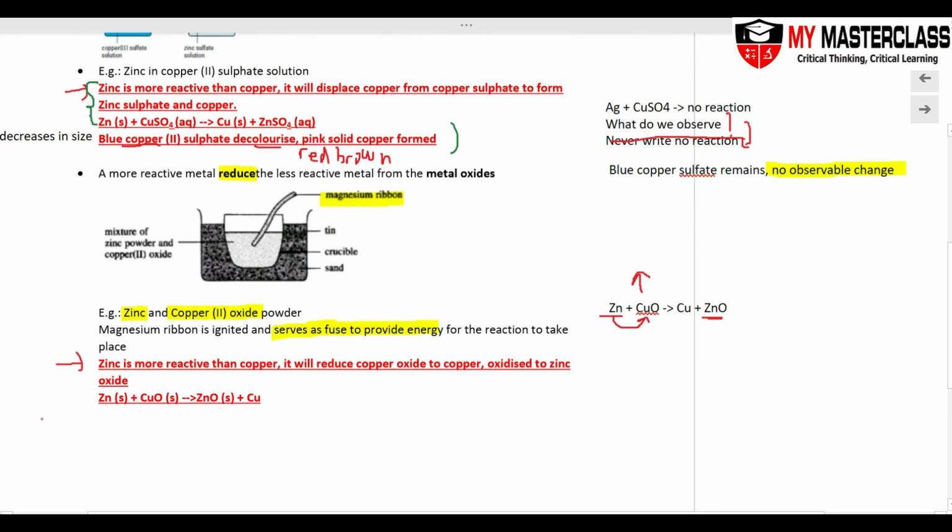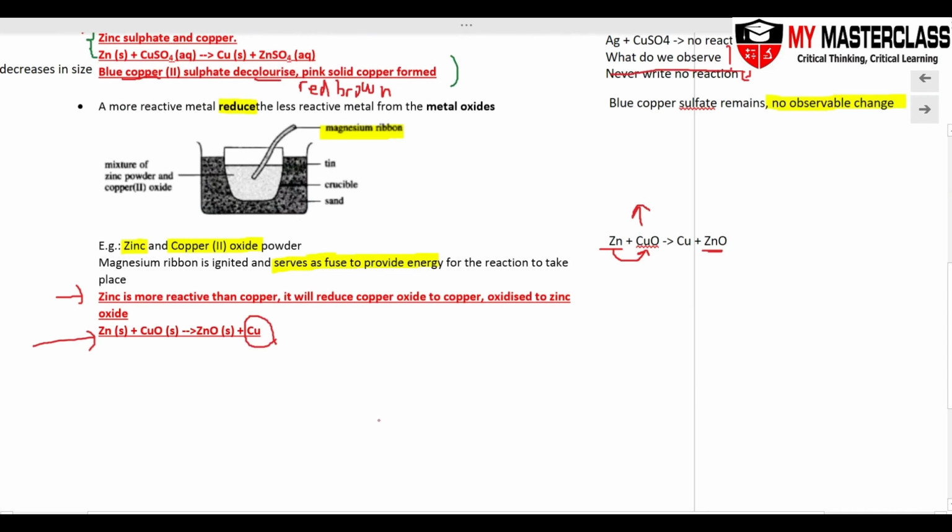And then this is the equation. If they ask what will we see, we will see red-brown solids form. And then my zinc oxide is white. When I heat it, it's yellow, and when I cool it down, it's white.